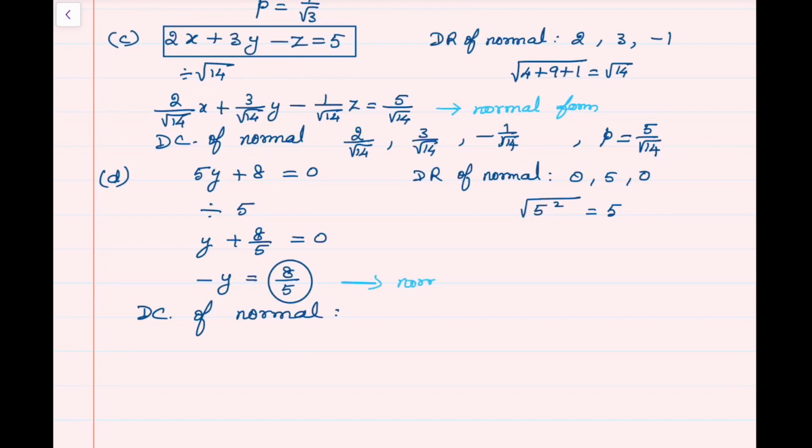Only when the equation is in normal form, the coefficients of x, y, z will give the DCs of the normal. Coefficient of x is 0, coefficient of y is minus 1 and coefficient of z is 0. Therefore, the distance of the plane from the origin P is equal to 8 by 5. DCs of the normal can be written by changing the sign also. It can be written as 0, plus 1 and 0.